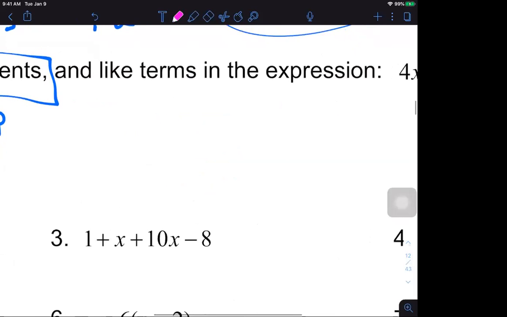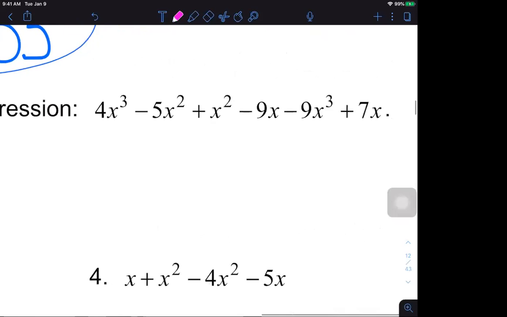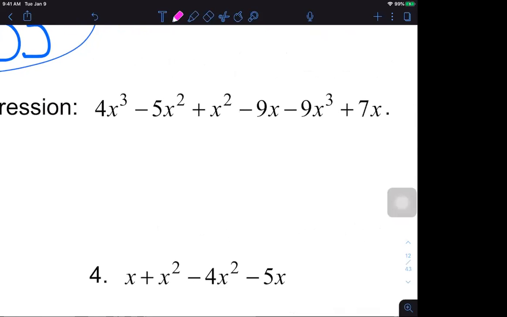Next, we have our like terms. So we're going to start with the highest exponent. So can somebody tell me which terms have the highest exponents?